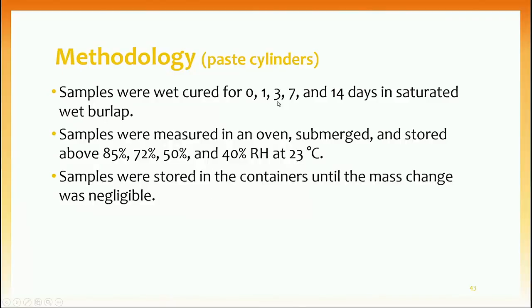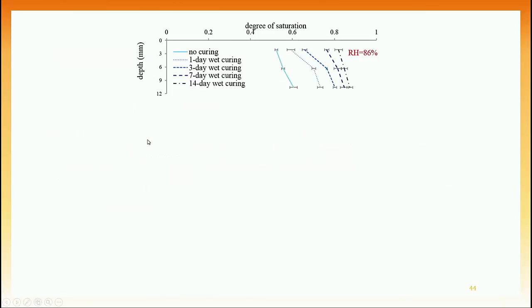We used the same amount of wet curing, and the samples were monitored for their mass change for about 2 weeks, and then the mass change was negligible, and we put them in the oven, and also we submerged them and saturated them to find these degree of saturation graphs. So if this is the depth of the sample, which is half-inch, or basically the same as the thickness of our paste beams, which I've shown in the previous paper.